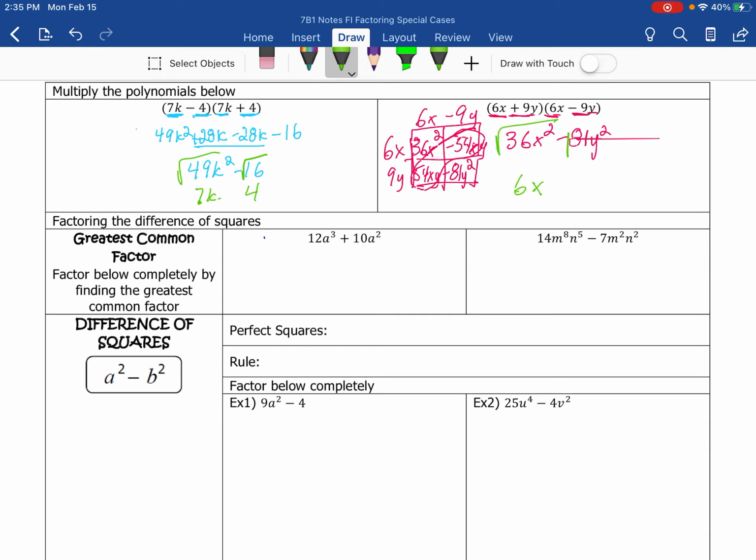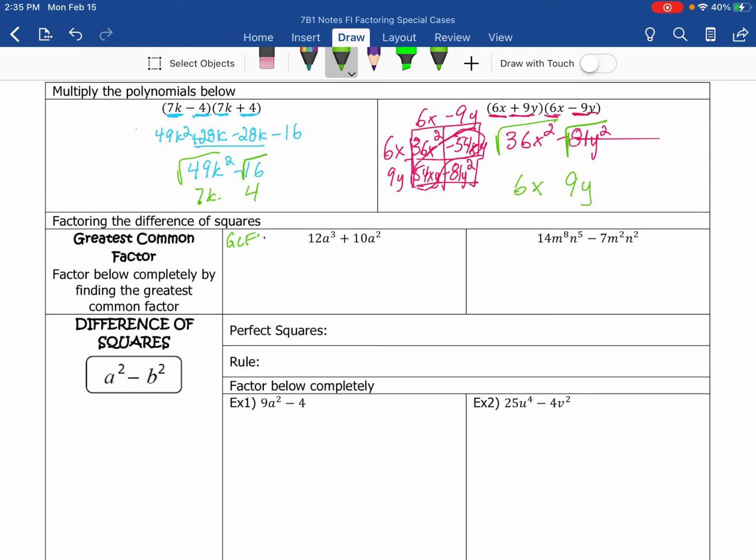So the other thing I want you to notice is if I take the square root of this, this is going to be 7k, and if I take the square root of this, this is 4. If I take the square root of this part, this is going to be 6x, and I take the square root of this part, this is going to be 9y. And so that's kind of the pattern. So when you're given something, you can actually work backwards.